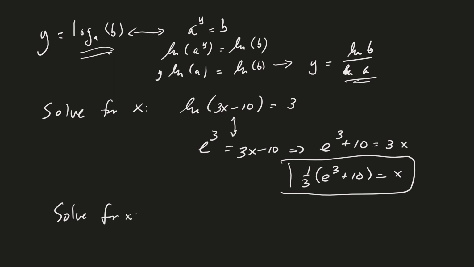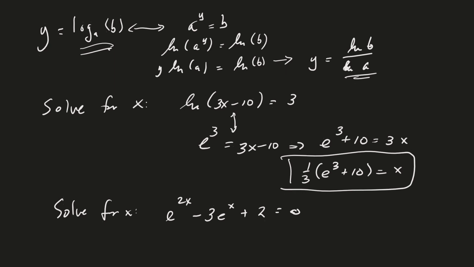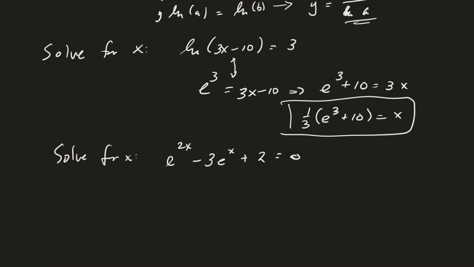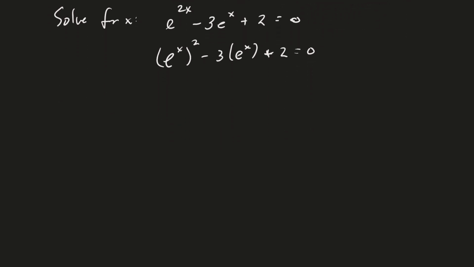Solve for x, if we have e to the 2x minus 3e to the x plus 2 equals 0. Well, this is kind of a tricky one. I'm not sure if you recognize this or not, but e to the 2x can be written as e to the x, squared. And so if I rewrite the expression like that, does that remind you of anything? Does it look like a quadratic? So using the quadratic formula, we can solve that.